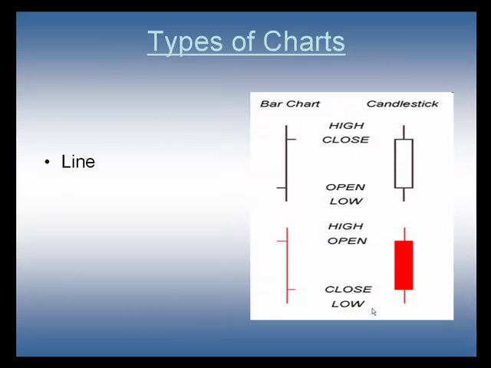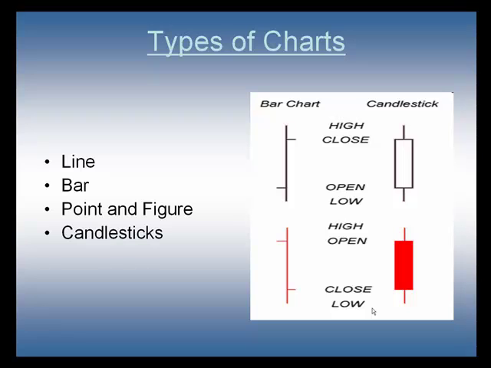Different types of charts are line, bar, point and figure, candlesticks, and Heikin Ashi. And in the last video, we went through all of these and gave sort of one-page information about each one of these, and why we believe Heikin Ashi candlesticks are the best type of charts that you can use when you're trading something volatile like futures and Forex.